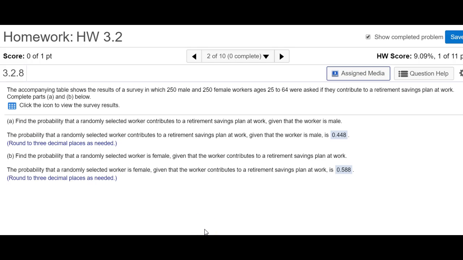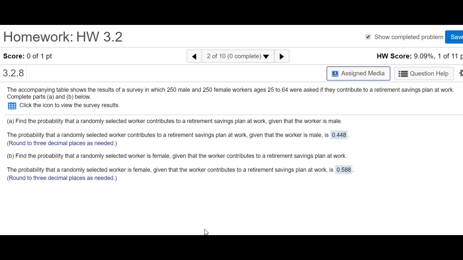Welcome to StatLab.Crunch videos. This video is about section 3.2, which is conditional probability. I want to go ahead and review a couple of problems. The first problem is going to be problem number 2. So let's go ahead and read the problem first.